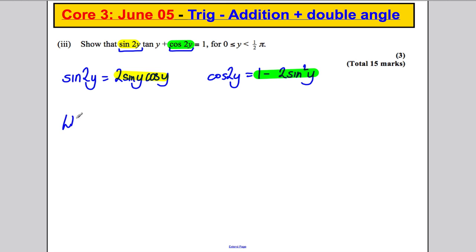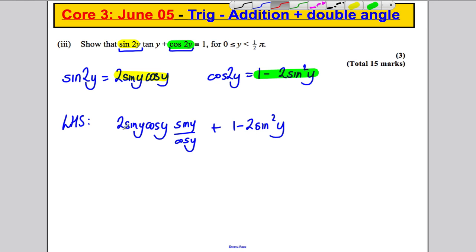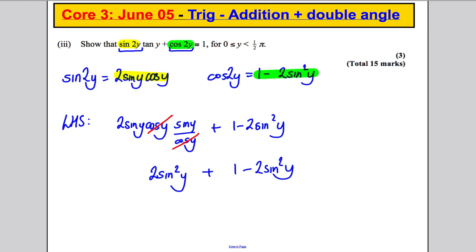So left hand side, it would be 2 sine y cos y times tan y, and tan y is sine y over cos y, plus 1 subtract 2 sine squared y. Now, the cos y's would cancel, and you would get yourself 2 sine squared y plus 1 subtract 2 sine squared y, and therefore the 2 sine squareds would cancel, and you would get 1, which is equal to the right hand side, which is what you're looking for.